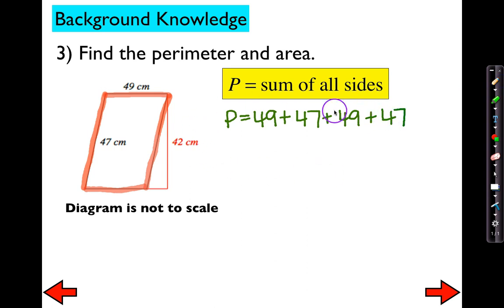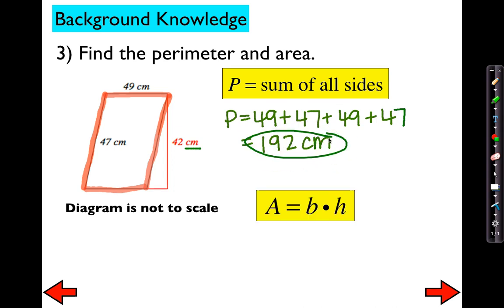And that is all the sides. It was a 4-sided shape. That's why I do have 4 numbers to add up. So once you add all of those numbers up, you should end up with 192. And let's not forget our centimeters. Notice here, our centimeters aren't squared. Why? Because all we were doing was adding. When we're adding, it's not going to be squared. So the perimeter, I would say, is 192 centimeters.